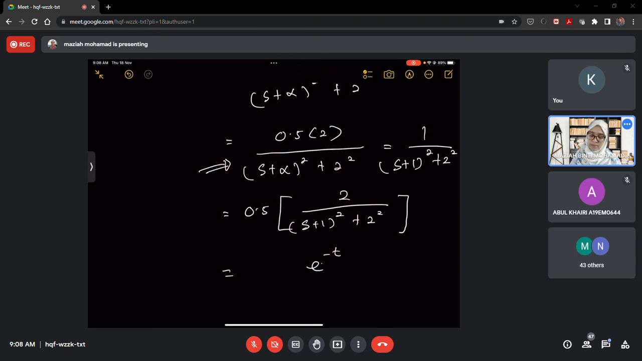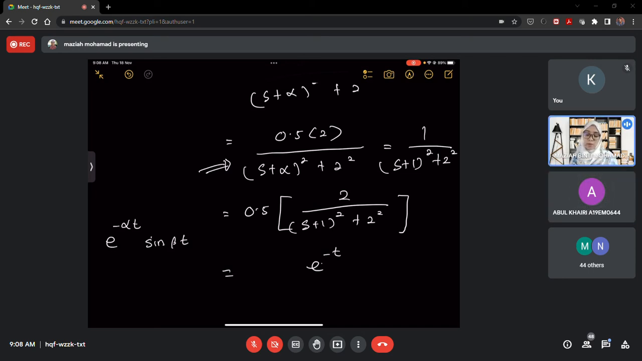Can you read the function from the table? Exponent negative alpha t sine beta t, right? Do you know how to refer to that, Abu Khairi? Yes. Okay, it is from the table.